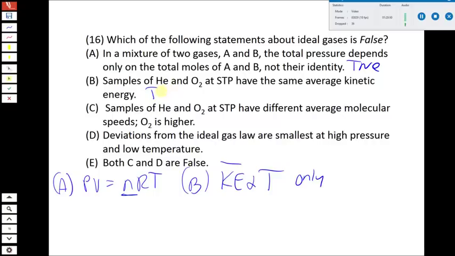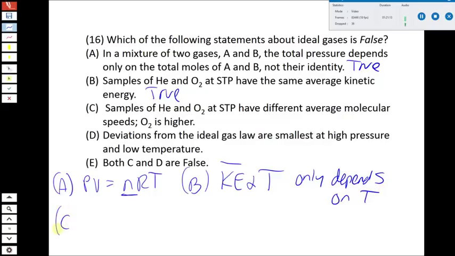Okay? They won't have the same molecular velocity. As we talked about in the last question, the molecular velocity or the rate of effusion or diffusion that comes from that would depend on the molar mass. But kinetic energy only depends on temperature. And so for these 2 gases, even though they're 2 different gases with 2 different molar masses, they will have the same average kinetic energy if their temperature is the same. And that's true for any gases.